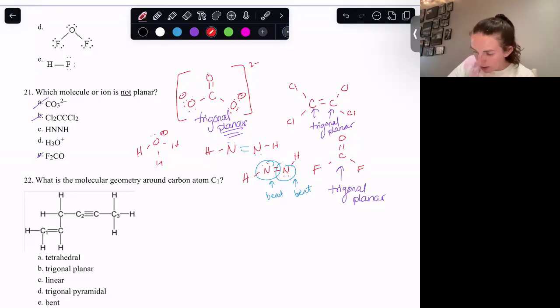So the only one here that is not planar is going to be H3O plus, and that's because this is a tetrahedral electron domain. So its molecular geometry is trigonal pyramidal.